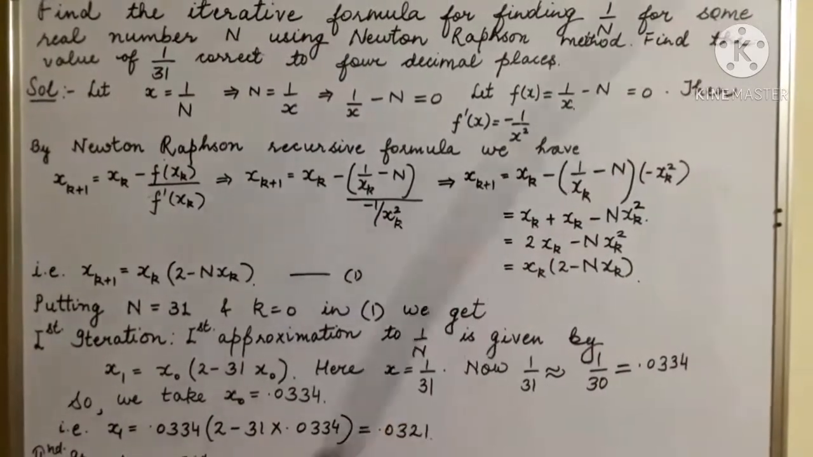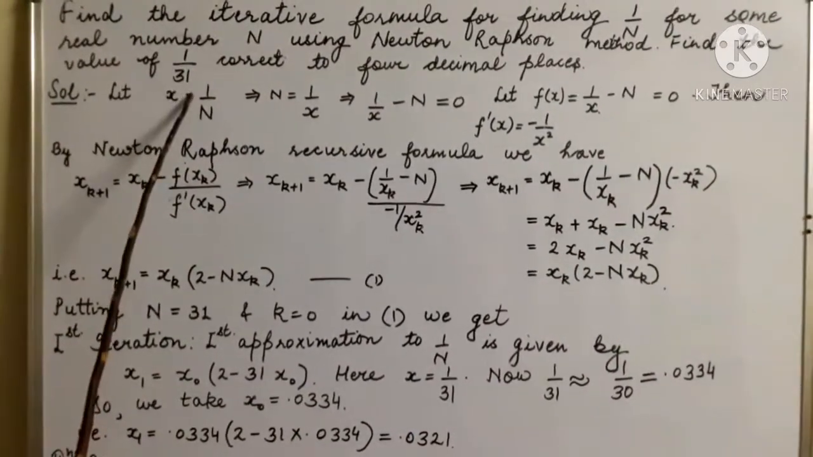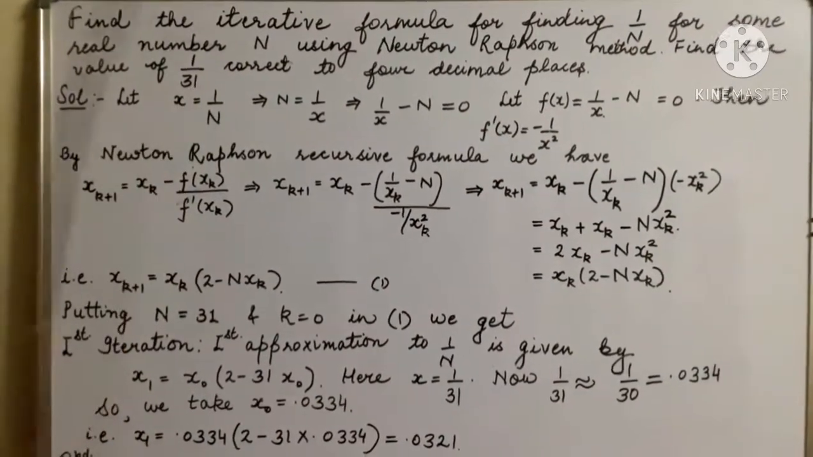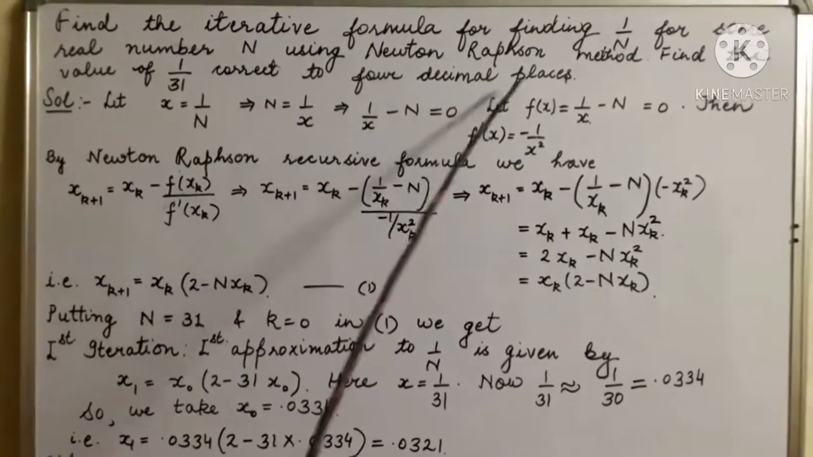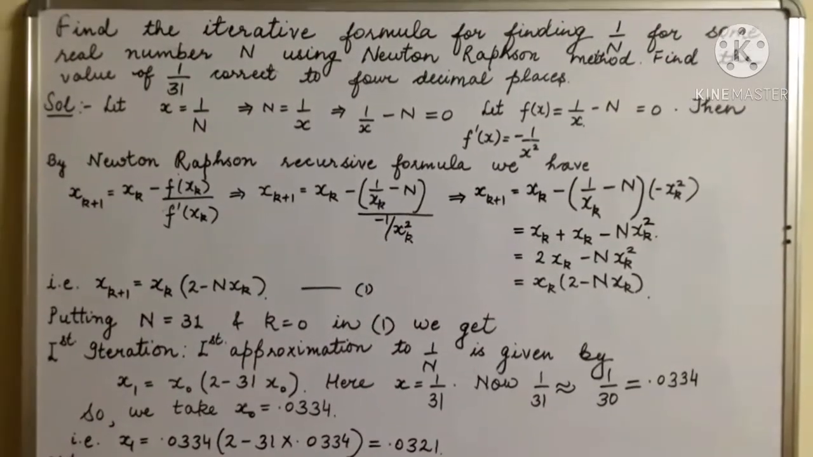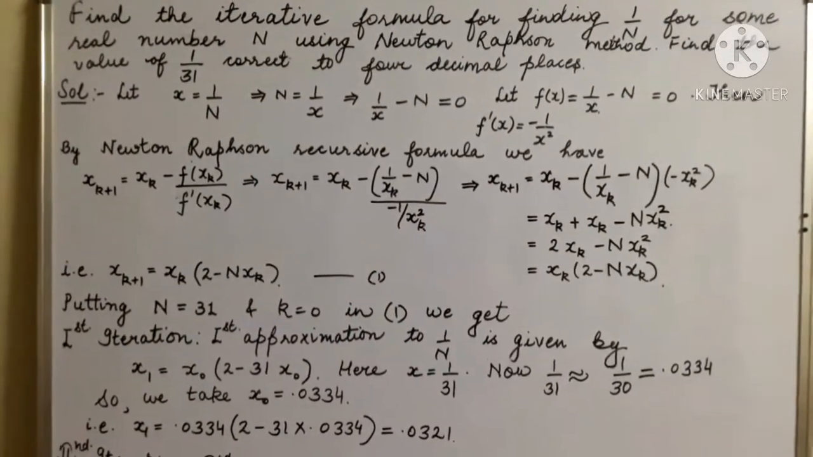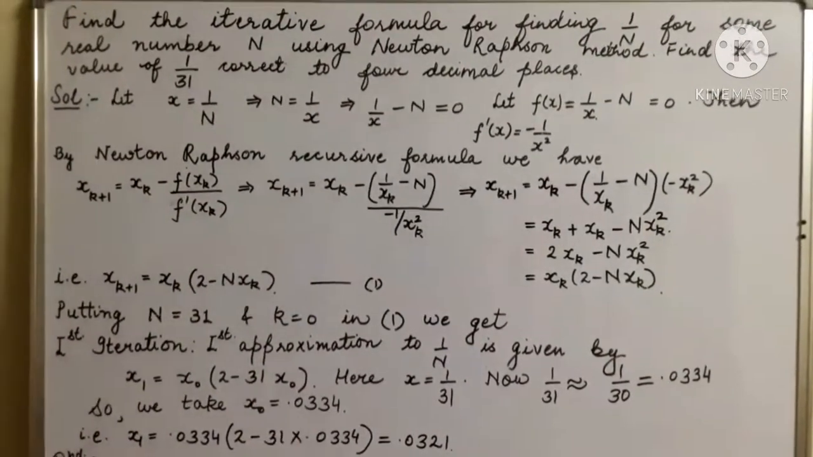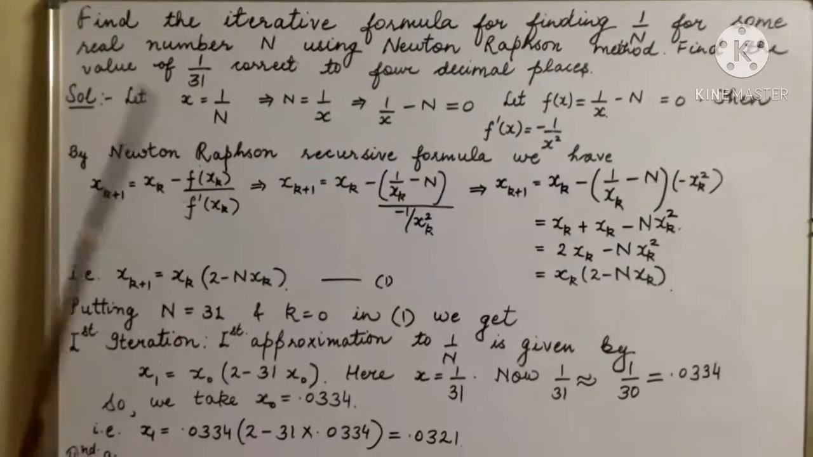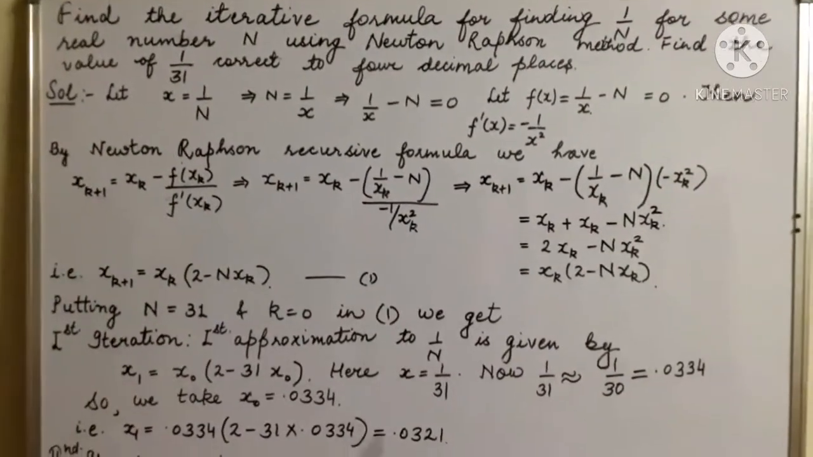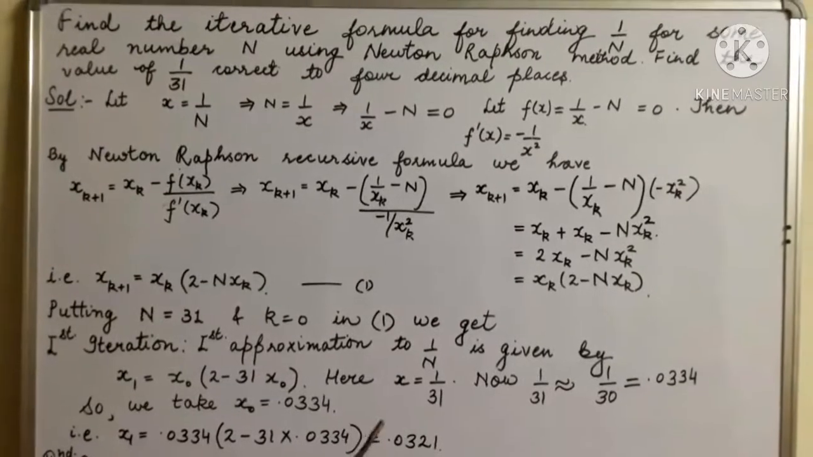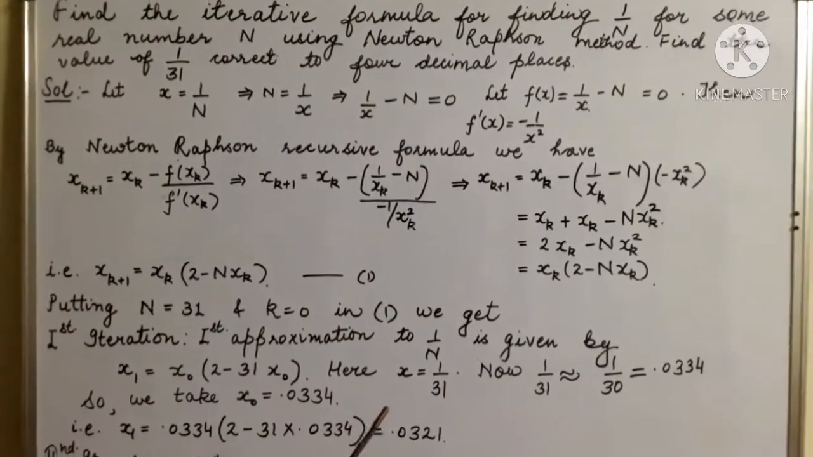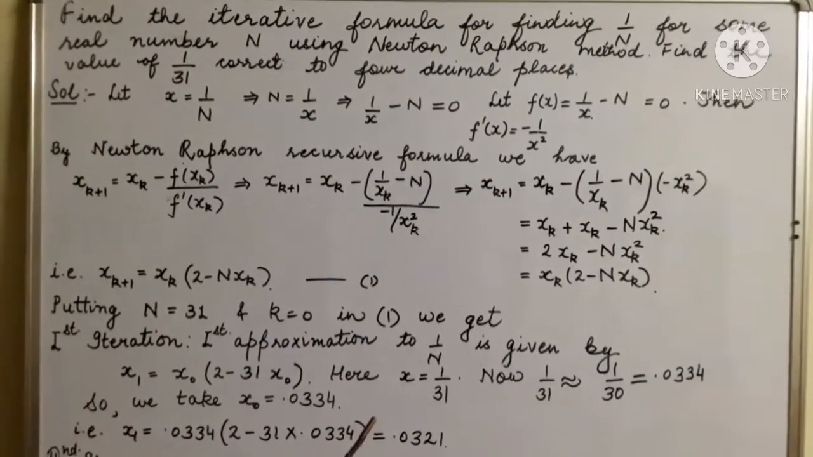Second part is what? Find the value of 1 upon 31. In place of N, we are having 31, right? Correct to 4 decimal places. We have to do its solution also. Now, if we are using the Newton-Raphson method, all of you know that first of all we should know the initial approximation to the solution, like we did for finding the roots. First of all, we had to find out the value of x0.